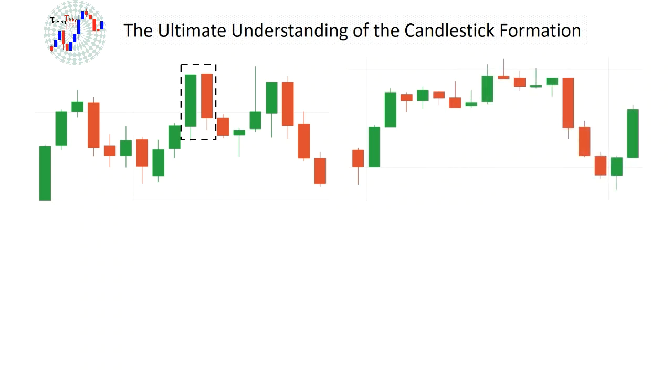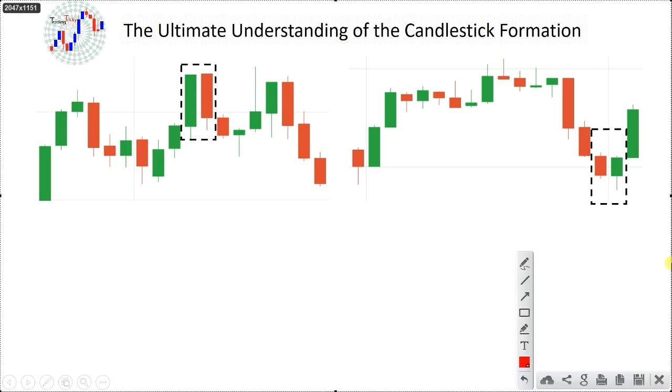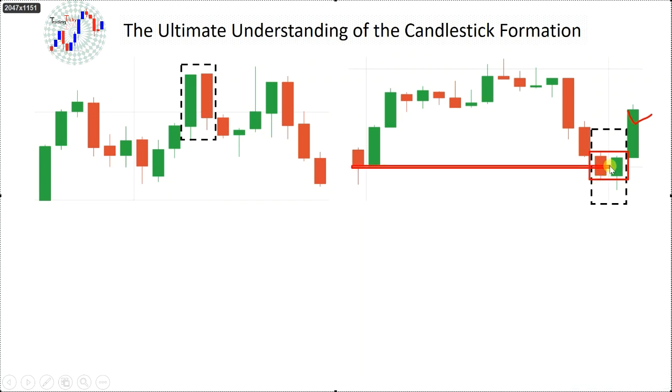Can you recognize any tweezer tops or bottoms? Yes, here it is. Now let me tell you why we have strong buyers after this tweezer bottoms. As I showed you previously, when we have a similar kind of candle, most of the time this will be a retrace candle. It means after this we can expect a seller's entry. But here we have something different. Why? Because there is a level. This is a breakout candle.